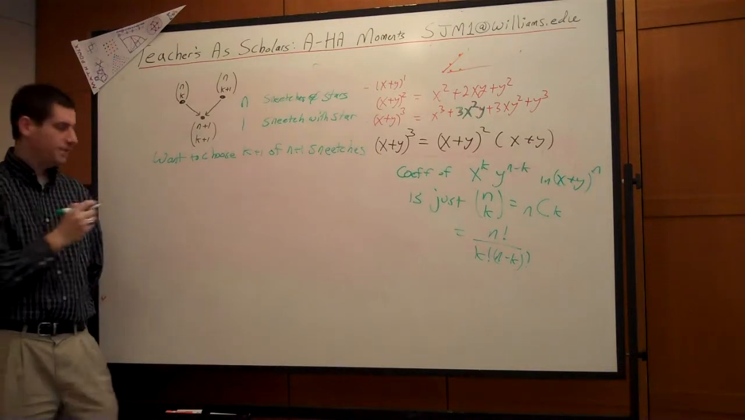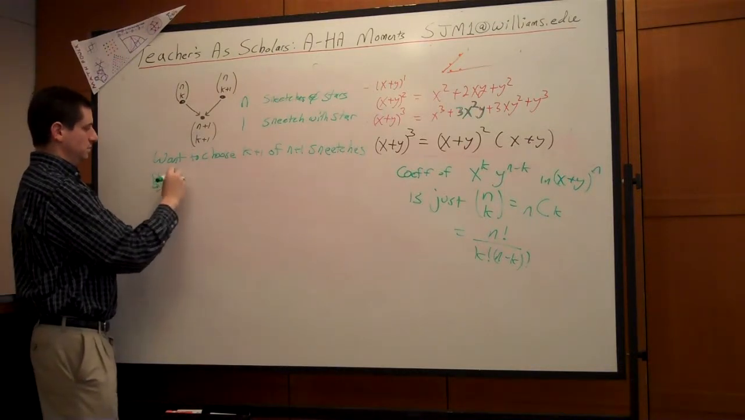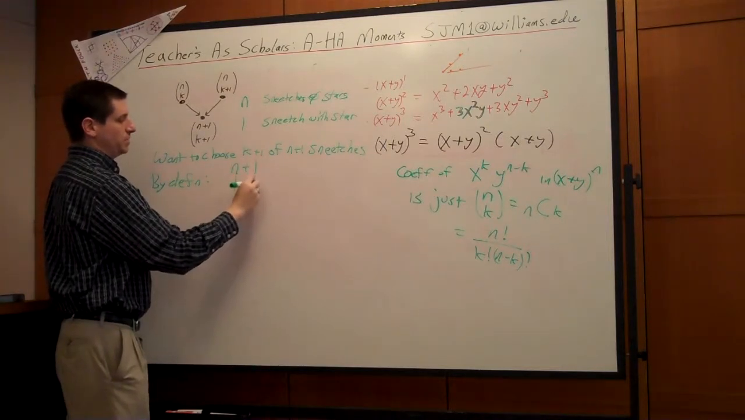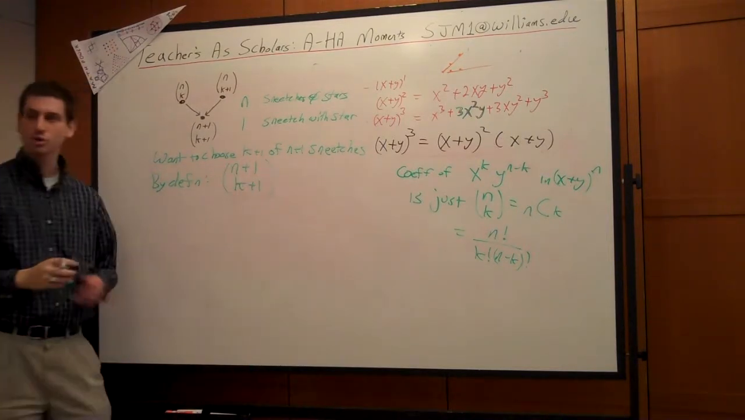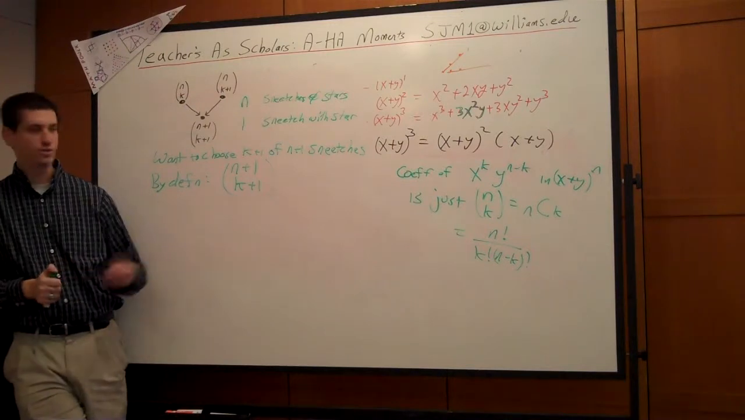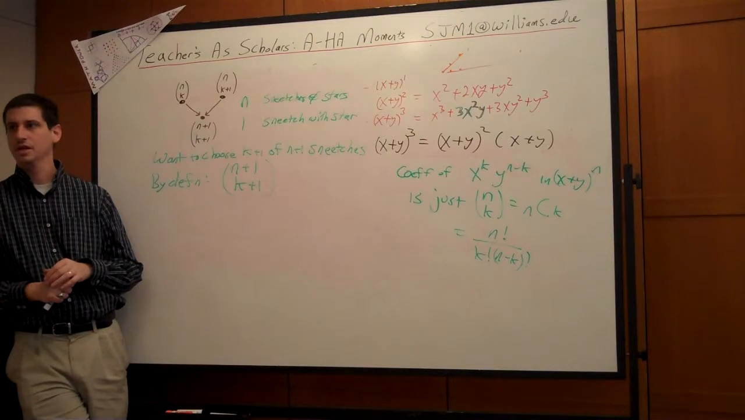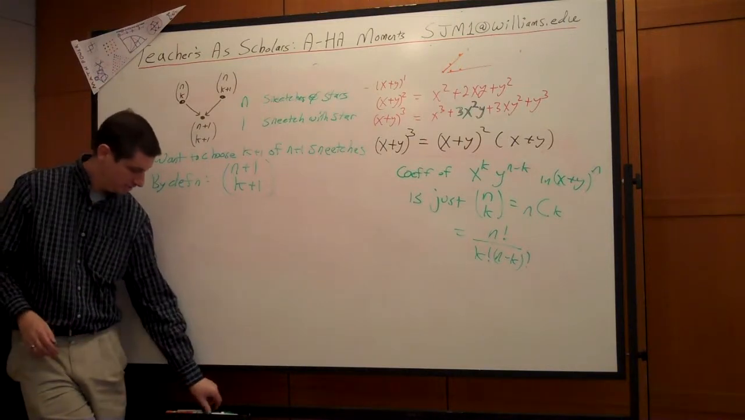Okay? Well, by definition, that's just n plus 1, choose k plus 1. That's how we've defined the binomial coefficient. It's the number of ways to choose this many objects from that many objects. So now I'm going to tell you a story.